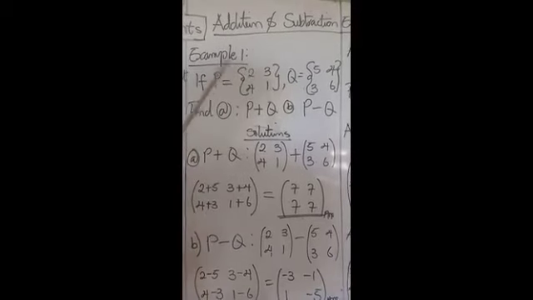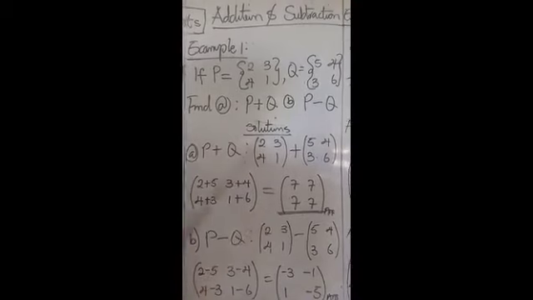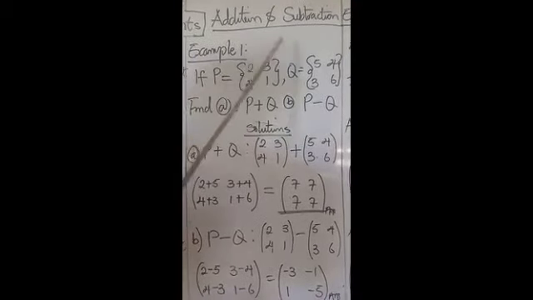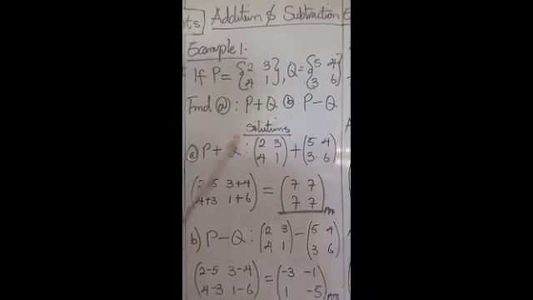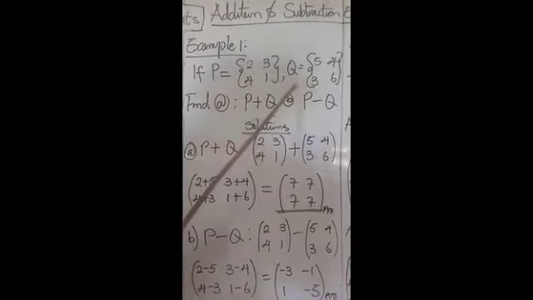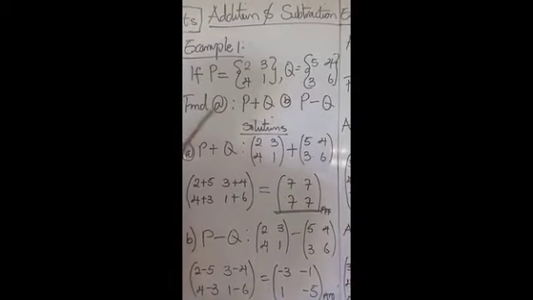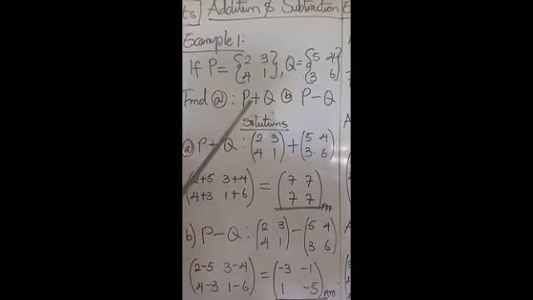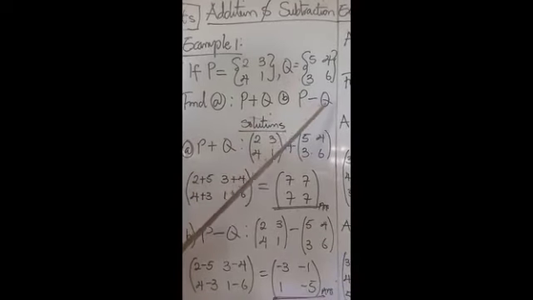So now, addition and subtraction. Let's see how you can solve problems under matrix. We are starting with addition and subtraction before we go into multiplication and the rest of them, determinant and other ones. We now have, if P equals this and Q equals this, they ask us to find A, P plus Q, then B, P minus Q.